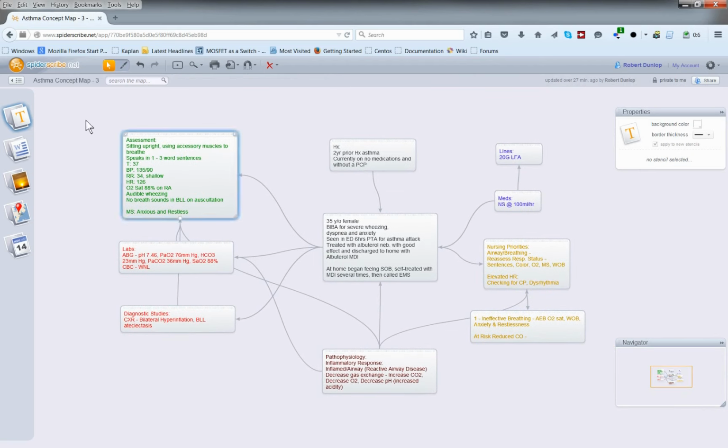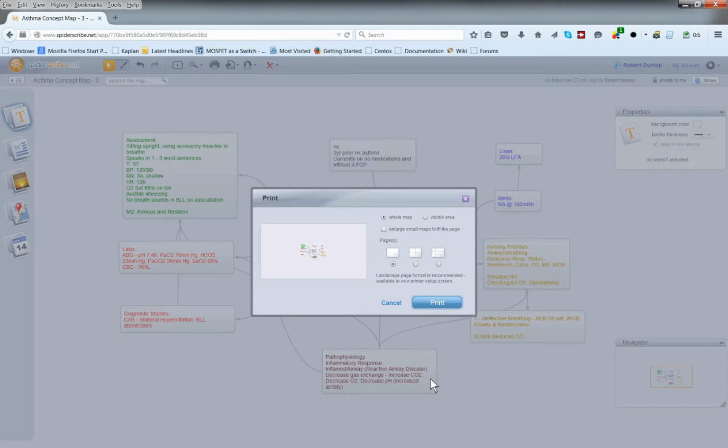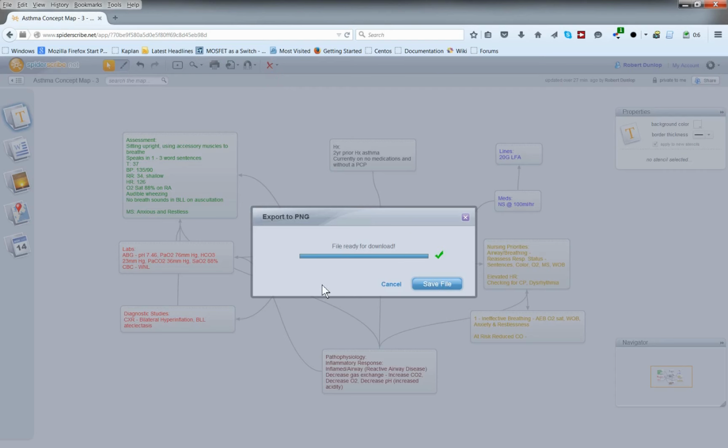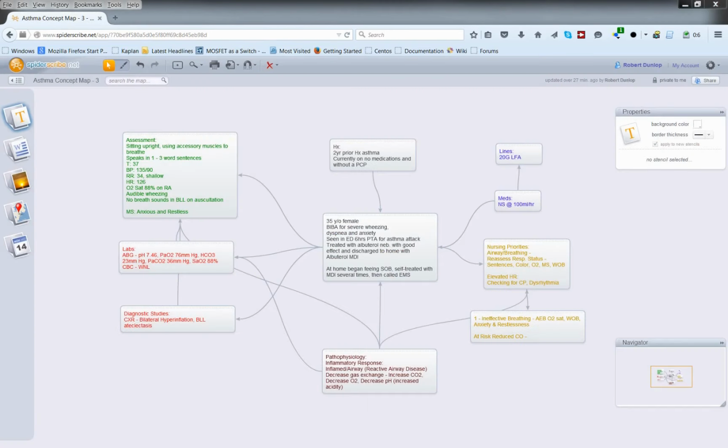You already know about changing colors. You could send it to a printer. You probably would want to select the visible area rather than the whole map. And you can say, should it be landscape? I think so. Anyway, I'm not going to print this at the moment. No need to. If you wanted to export it, if I were to export this, you can see it generates the map and save the file.